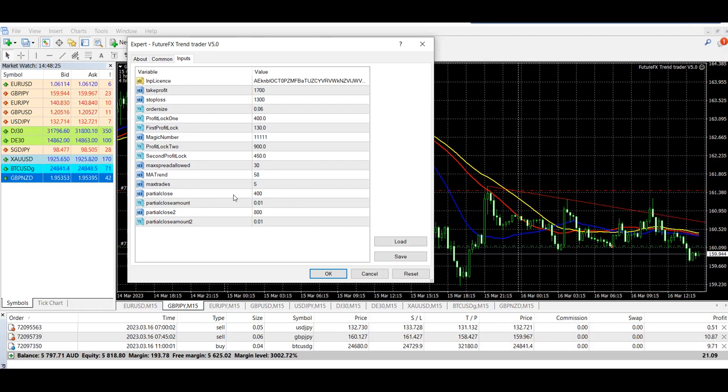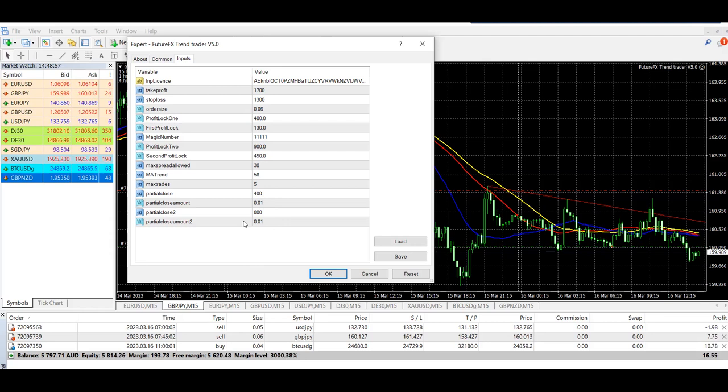So what's going to happen is when this trade gets into 40 pips of profit, it's going to close out 0.01 of your trade. So my pound yen trade is 0.06. When it gets into 40 pips of profit, it will close out 0.01, and then I'll only have 0.05 left here. And then the same will happen again for partial close 2. When it gets into 80 pips of profit, it'll close out another 0.01. So that's how they work.